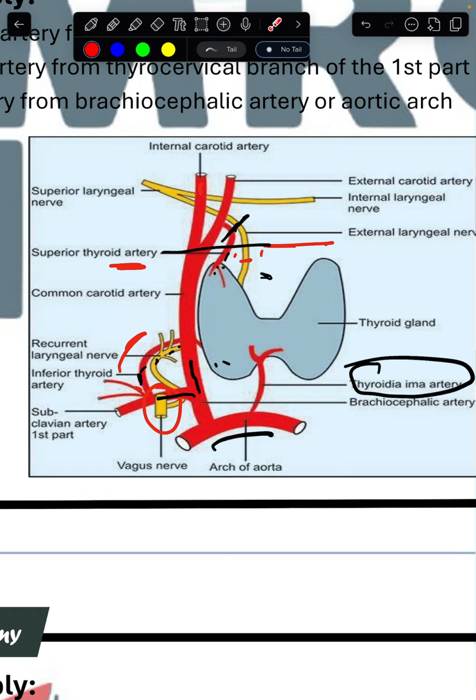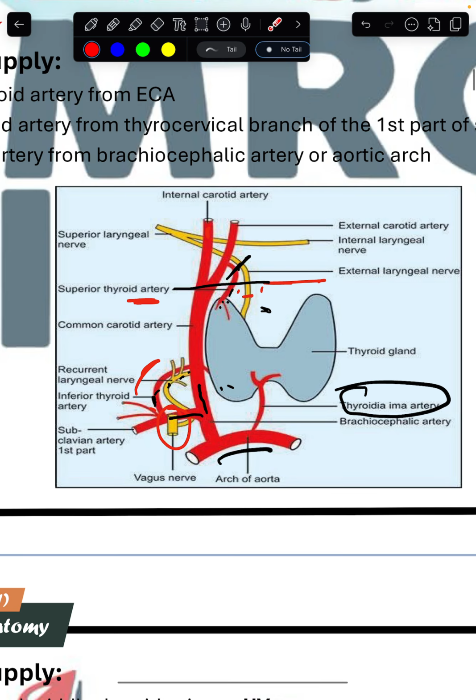From this subclavian, the first part of the subclavian, comes the thyrocervical trunk. You can see from this thyrocervical trunk, the inferior thyroid artery. From the thyrocervical trunk you get the branches, and this is the thyroid branch coming, and it's called the inferior thyroid artery. The recurrent laryngeal nerve is a branch of the vagus nerve.